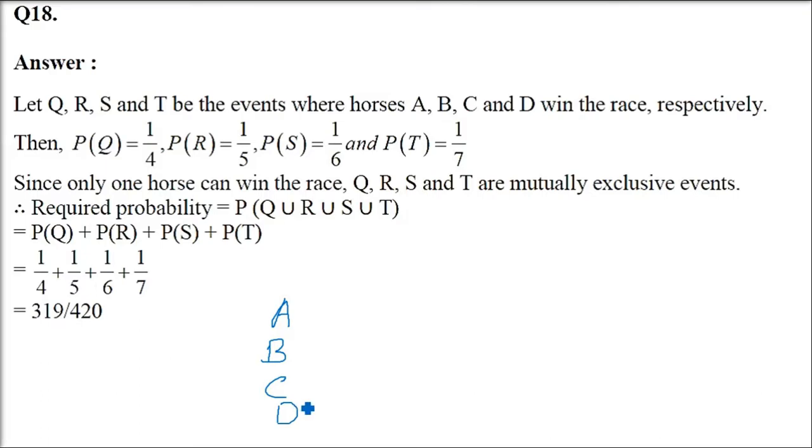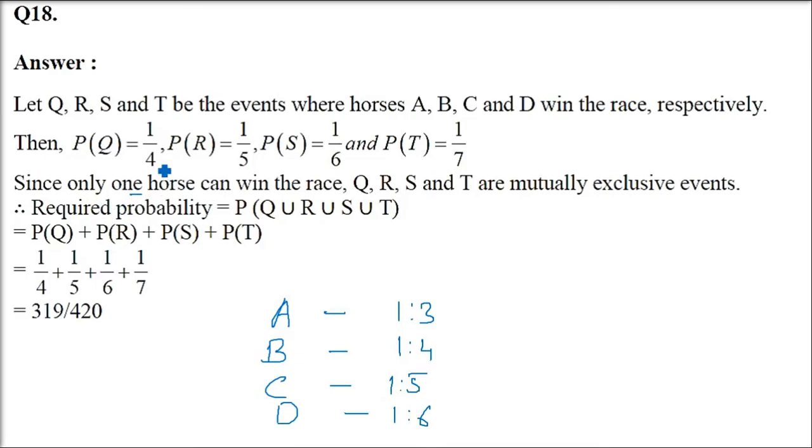And these are odds in favor. So A is 1:3, B is 1:4, C is 1:5, and D, odds in favor of horse D, is 1:6 respectively. Find the probability that one of them wins the race. So one of them has to win.